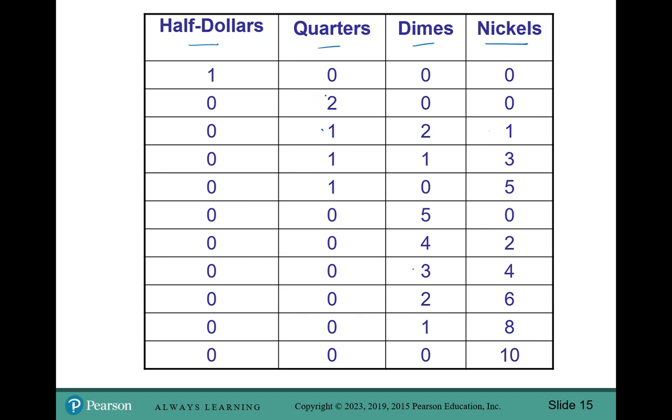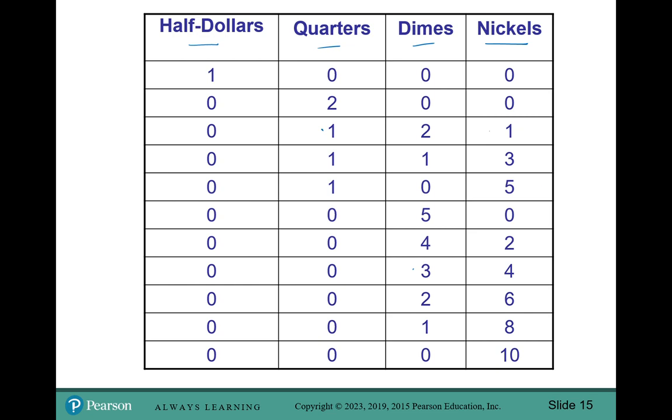We started with half dollars, we went through quarters until we did all possible combinations of 1 quarter down to no quarters. Same thing with dimes. We did all possible combinations of dimes here, 5, 4, 3, 2, 1, 0, until we had no dimes left here, which left us with all nickels.